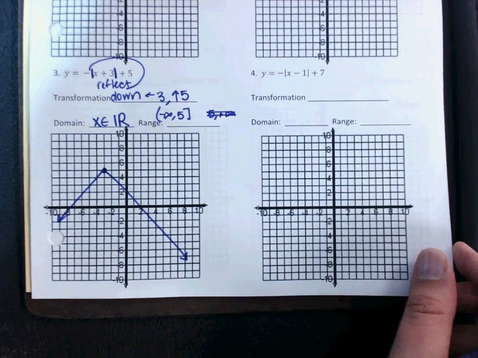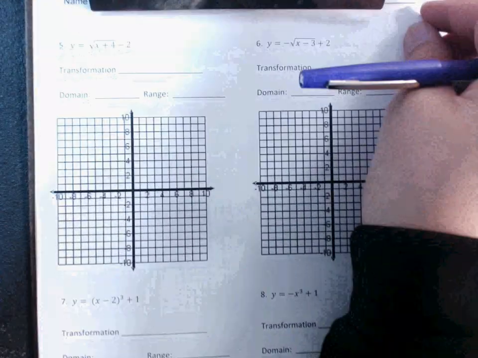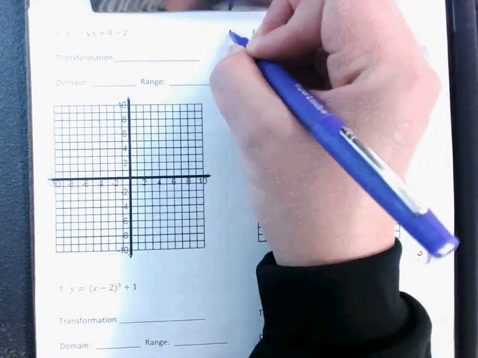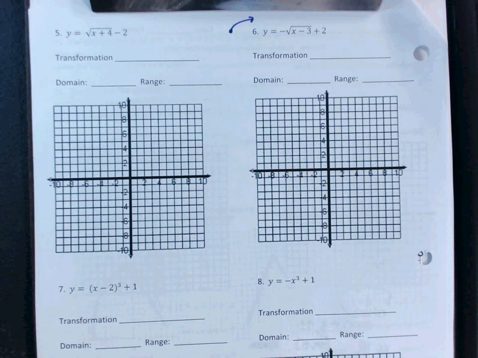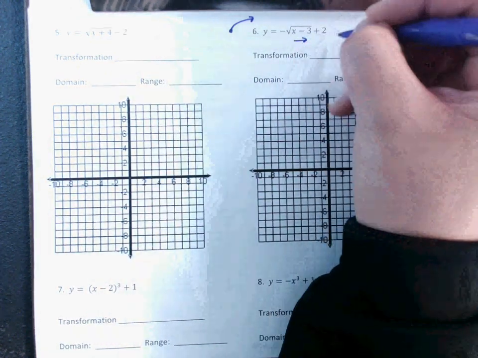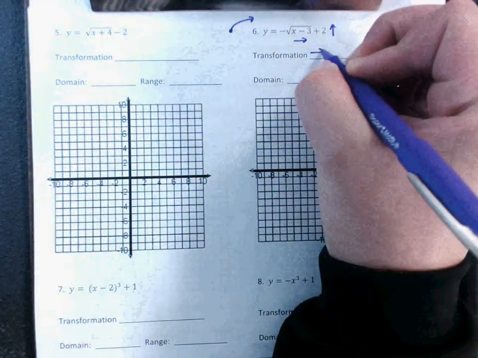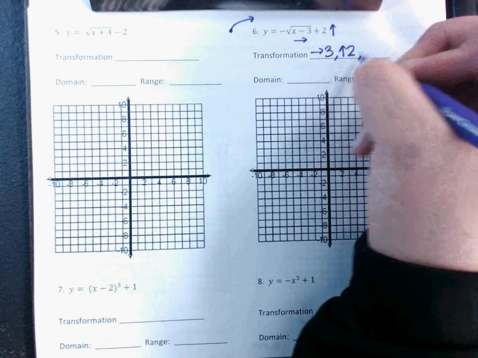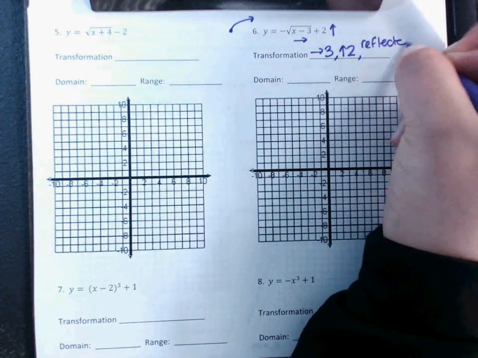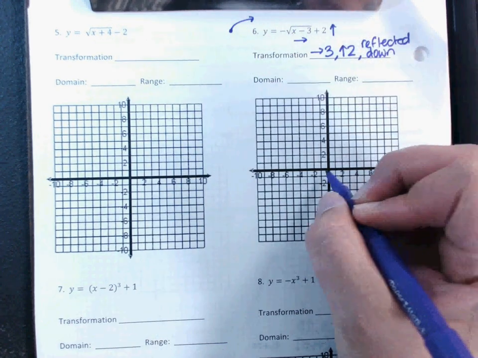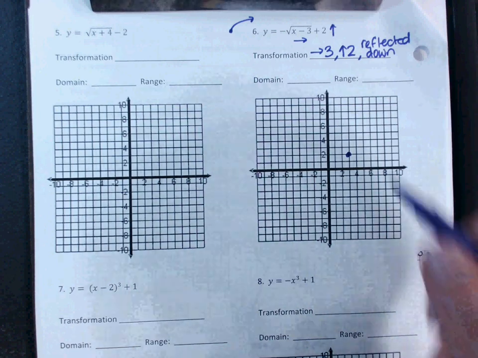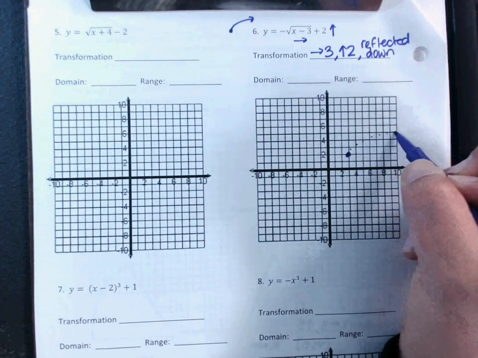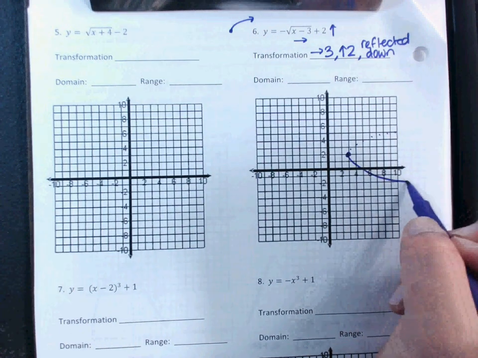Next one we're going to do is number 6. Number 6, our type is a square root function, so you should remember that the shape of that is usually like that. Okay, which way are we shifting our graph? Right 3 and up 2. And it's going to be reflected down. So I'm going to go to the right 3, up 2 is right here. And then instead of doing my thing like this, I have to flip it upside down. So it's going to go like that.